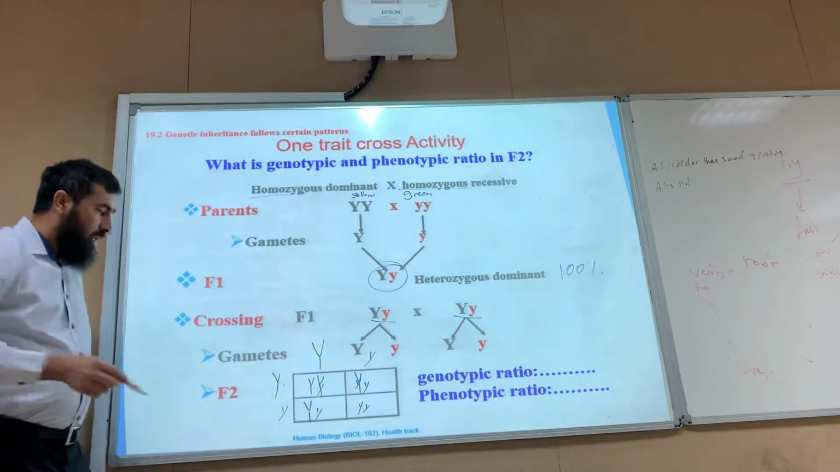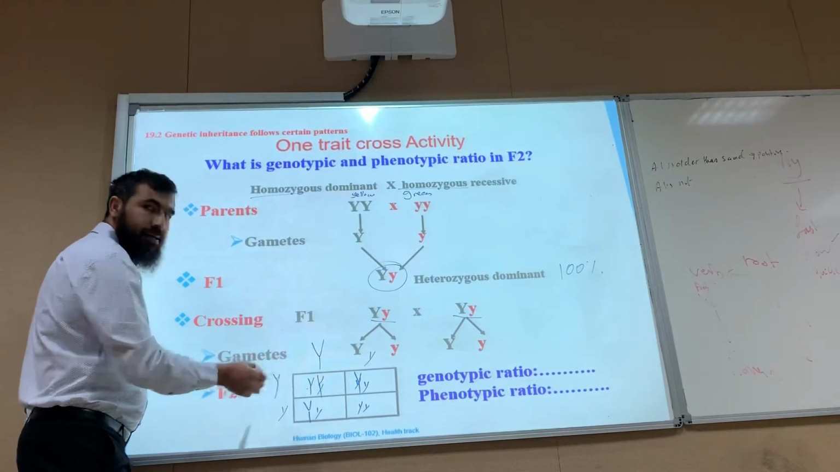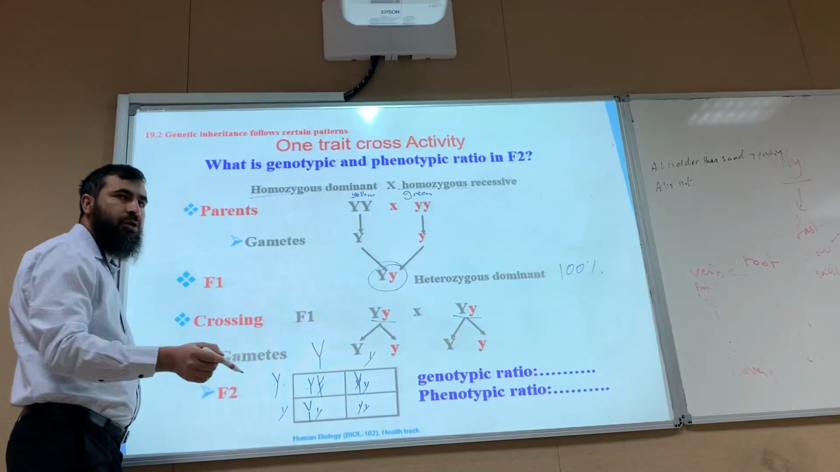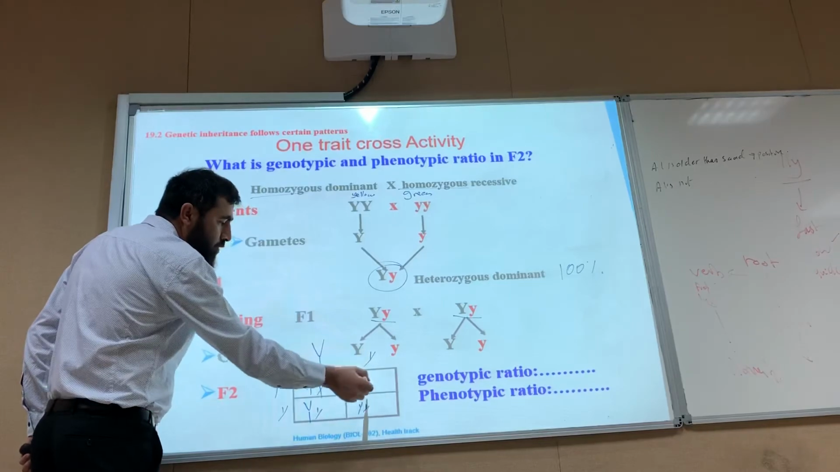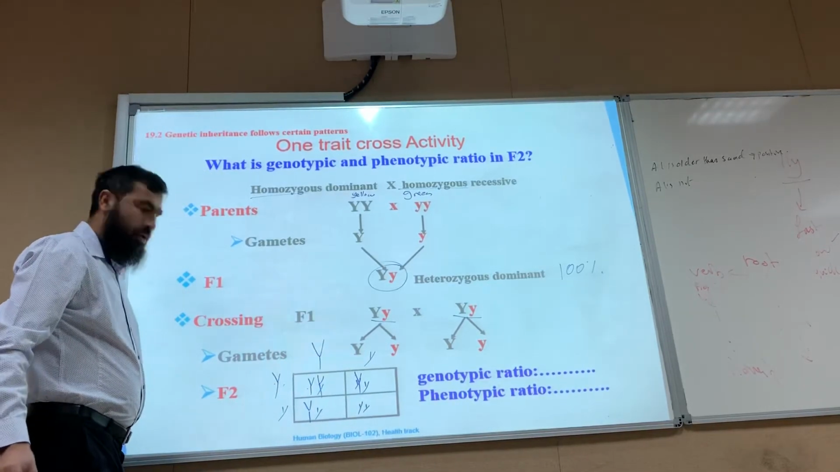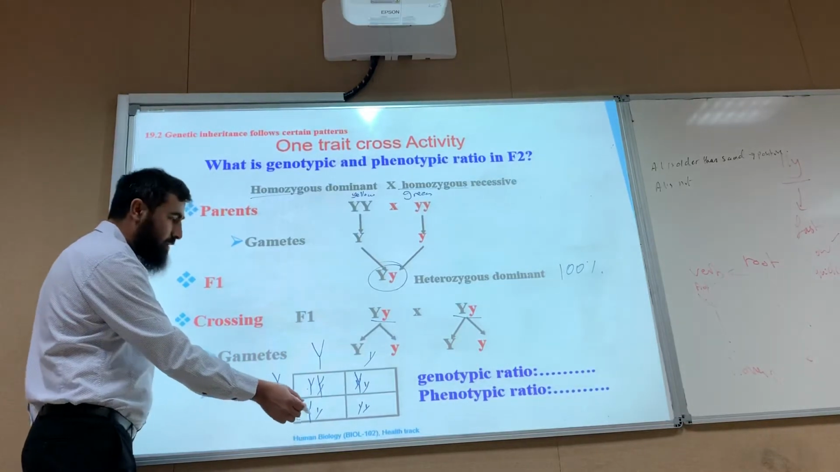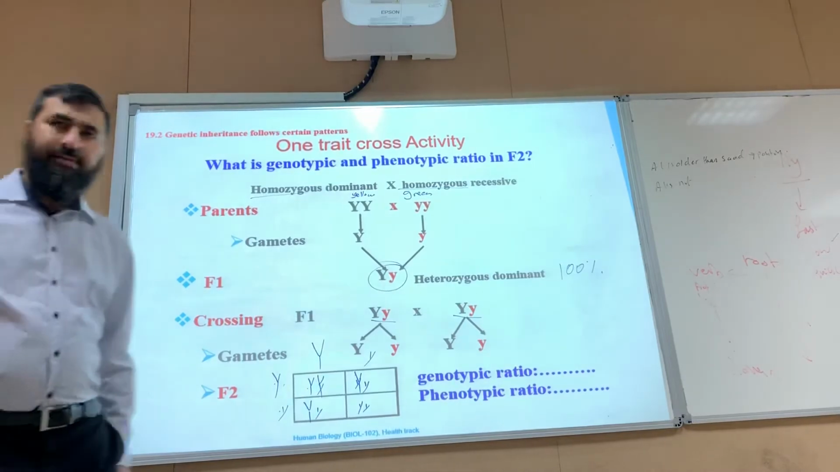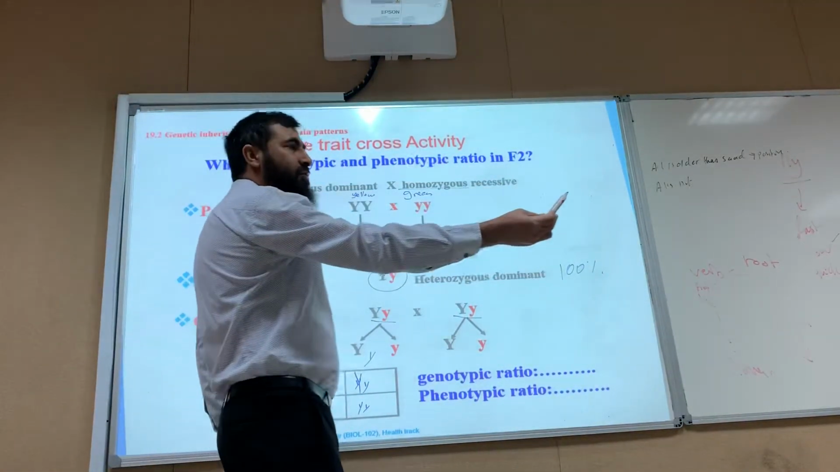Now, capital with capital should give you two capitals. So dominant, homozygous. Capital Y, small y: dominant heterozygous. Also small y, capital Y: dominant heterozygous. And small y, small y: recessive homozygous. Come here. Give me the genotypic ratio.